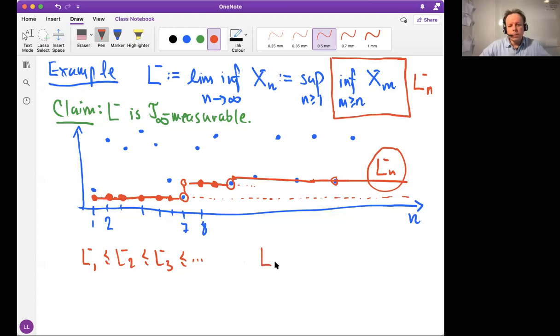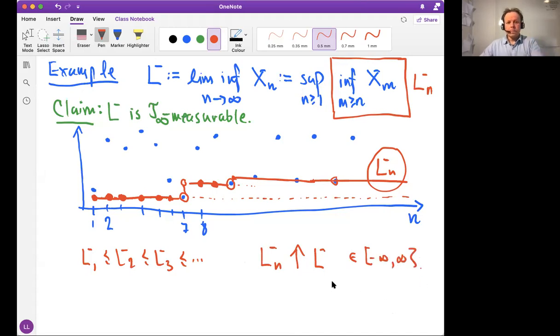So we actually conclude that this L minus n is increasing to L minus, because if you look, it's the supremum of an increasing sequence. So if something is increasing, then the supremum is the limit that you get. And again, this supremum, if you don't have bounded things, exists in the extended real line.